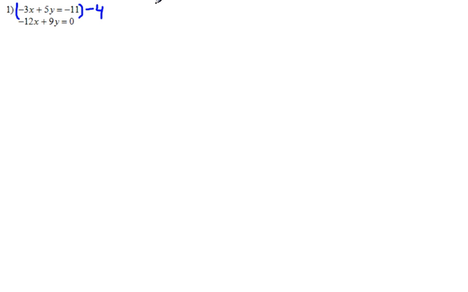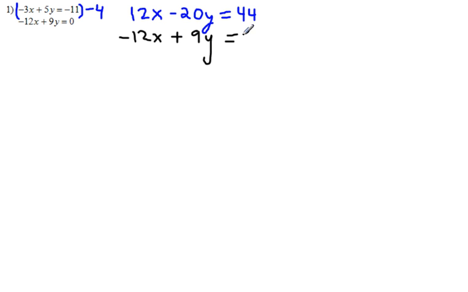Ready? Negative 3x times negative 4 is 12x. 5y times negative 4 is negative 20y. And negative 11 times negative 4 is positive 44. There's our new equation. Our other equation will stay the same. Negative 12x plus 9y is equal to 0. This is what we want.